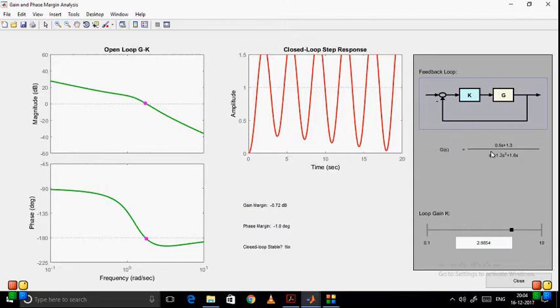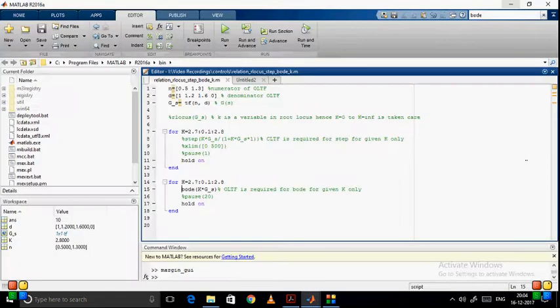So my G(s) has numerator 0.5 and 1.3, and denominator 1, 1.2, 1.6, and there is no s to the power 0 term, so its coefficient is 0. If you forget this, it becomes s square plus 1.2s plus 1.6, which is not correct. So you have to put 0 for s to the power 0. Once I consider the numerator and denominator of the open loop transfer function G(s), it is given by the built-in function tf, with numerator comma denominator.